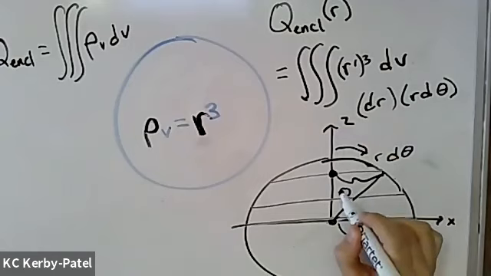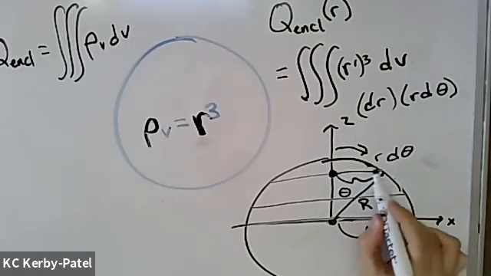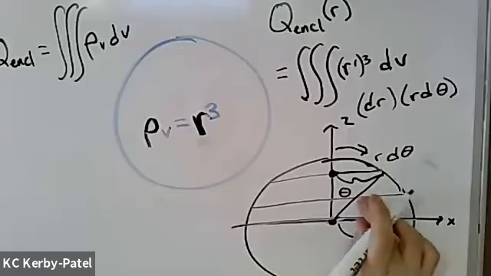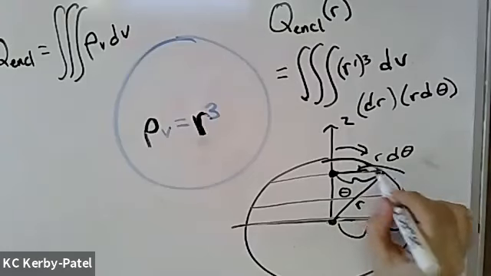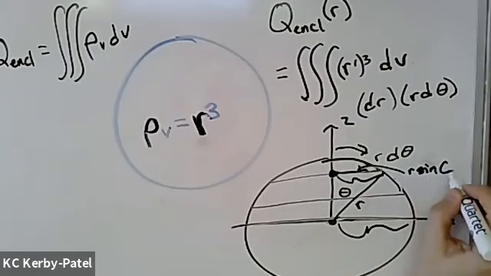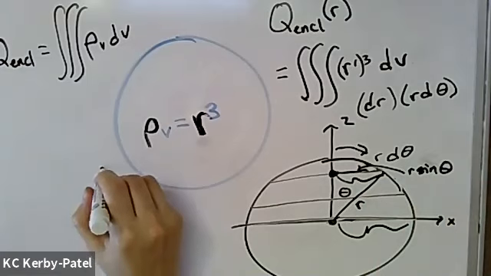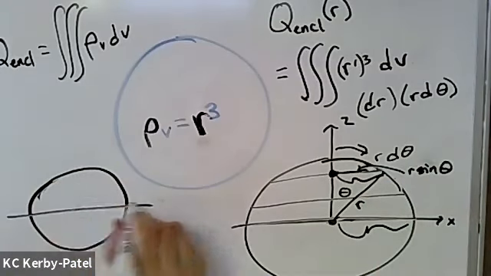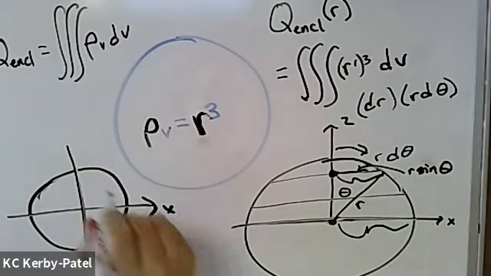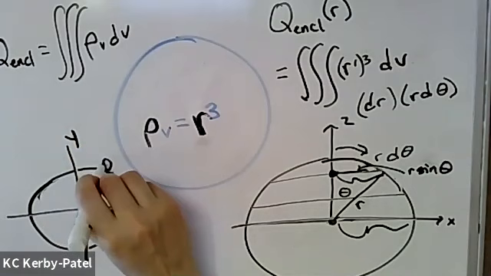This value is theta. This value is r. So this length is, oh, I'm sorry, we're using little r, excuse me. This length is r sine theta. So now, that's my slice of the sphere that's parallel to the xy plane. It has radius r sine theta.